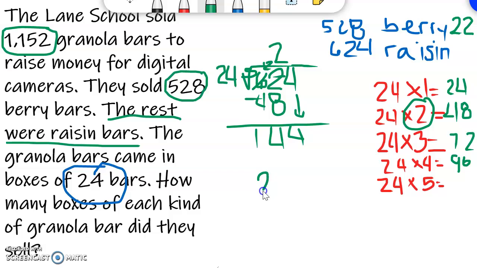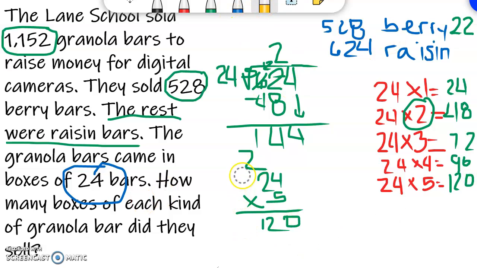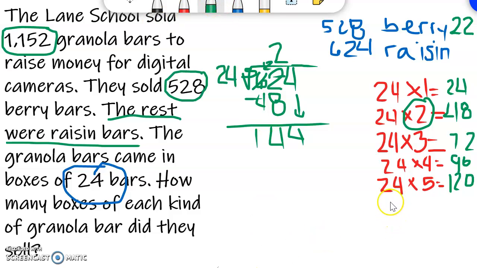So I have to multiply 24 times 5, because I have to get as close as possible to 144. So 4 times 5 is 20. Regroup the 2. 2 times 5 is 10, plus 2 more is 12. So that's 120. I think I can still go further. So I'm going to erase. And now I'm going to multiply 24 times 6. I need to keep going in my cheat sheet. And you will find sometimes that you will have to keep going in your cheat sheet.